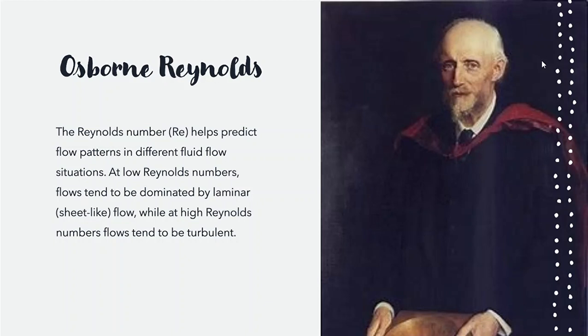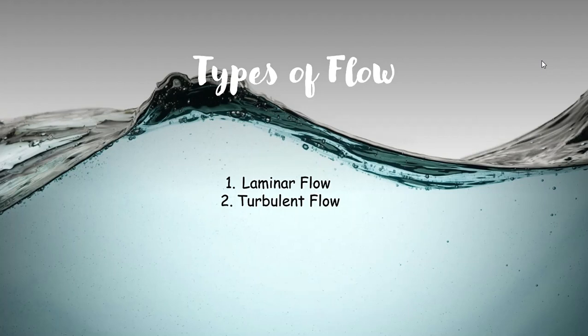At lower Reynolds numbers, the flow tends to be dominated by laminar flow, and at higher Reynolds numbers, the flow tends to be turbulent in nature. So according to Reynolds, the flow is classified into two types, namely laminar flow and turbulent flow.